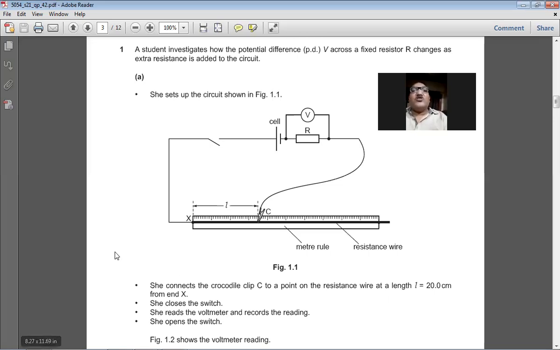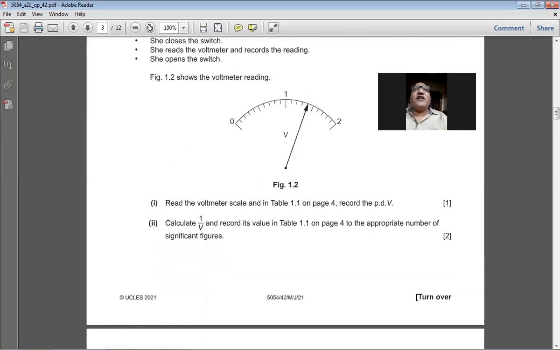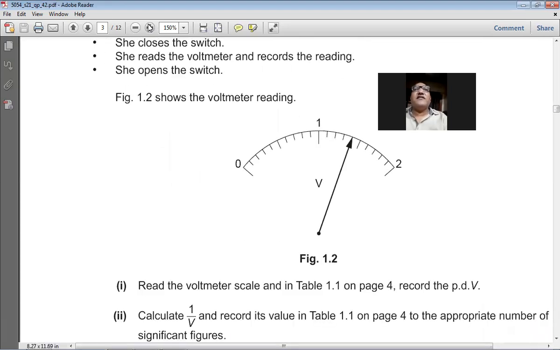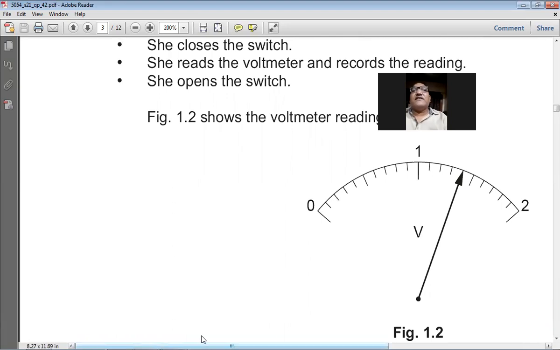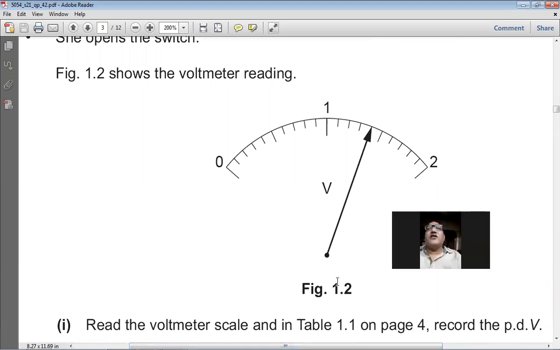She opens the switch, and figure 1.2 shows the voltmeter reading. Let me increase the size so you can see. On this voltmeter, we have 0, here we have 1, here we have 2. So how many gaps are there? 1, 2, 3, 4, 5, 6, 7, 8, 9, 10. There are 10 gaps between 1 and 2, so this is 1.1, 1.2, 1.3, 1.4. So the voltmeter is showing a reading of 1.4 volt.